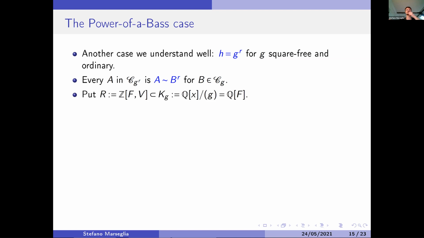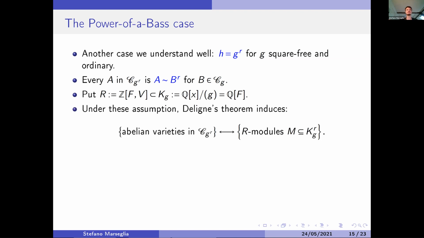If we call R the order generated by Frobenius and Verschiebung, so in this case, F is a root of g, g is the minimal polynomial of the Frobenius, and K_g is the algebra generated by g. Then under this assumption, Deligne's theorem induces the following equivalence. Abelian varieties in the isogeny class of g to the power of r, and R-modules M that live inside the product of r copies of this algebra K_g, okay?